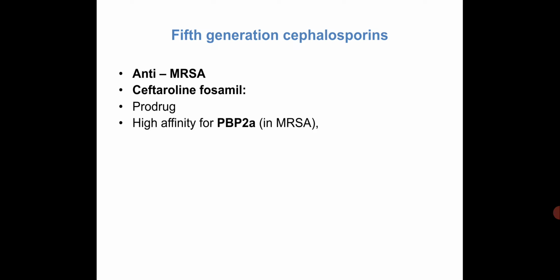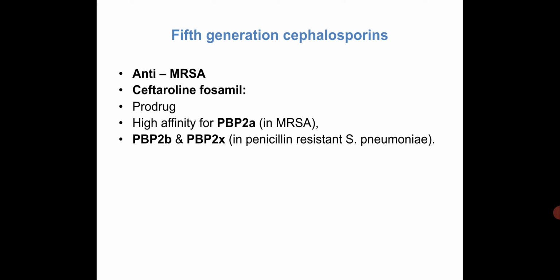It is a prodrug, and it has some other mechanism, like it is binding with other penicillin binding proteins, like in the methicillin resistant Staphylococcus aureus. This drug ceftaroline fosamil binds with penicillin binding protein 2A. Okay, in penicillin resistant Streptococcus pneumonia, it is binding with penicillin binding protein 2B and 2X. So it is binding with the other penicillin binding protein sites.